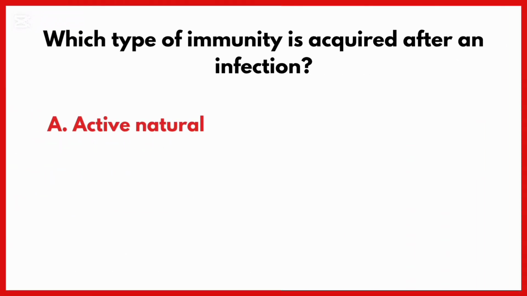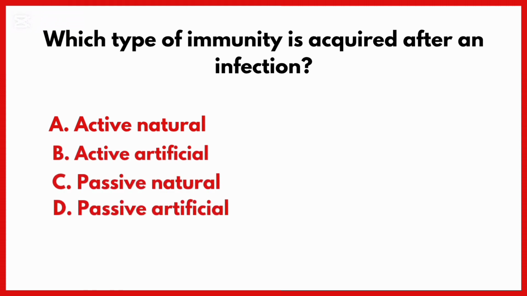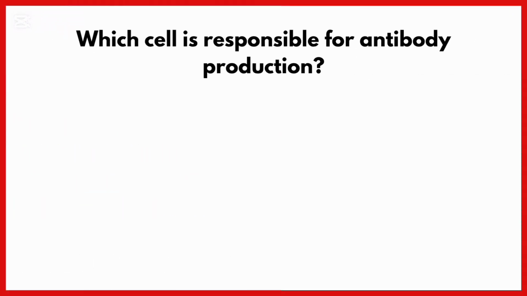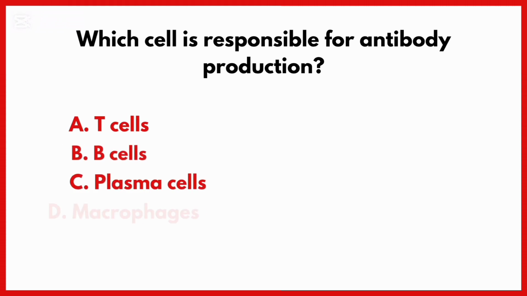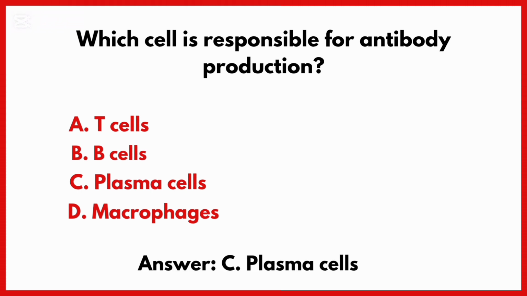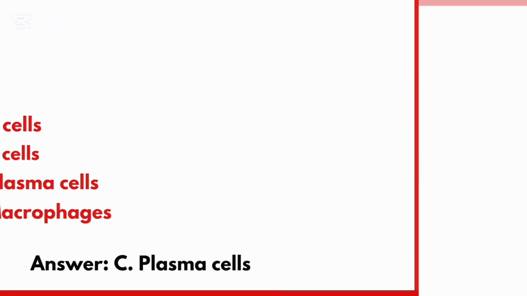Which type of immunity is acquired after an infection? Correct answer is option A, active natural. Which cell is responsible for antibody production? Correct answer is option C, plasma cells.